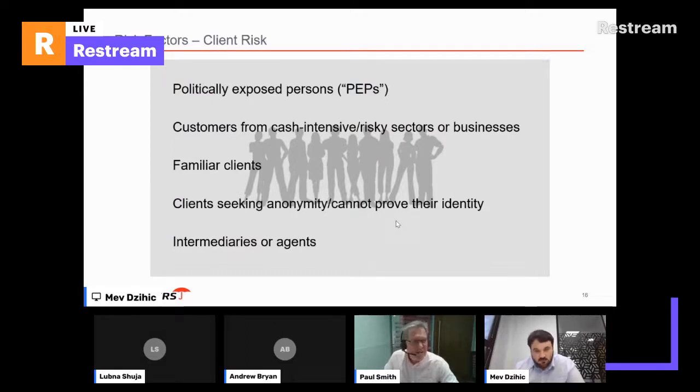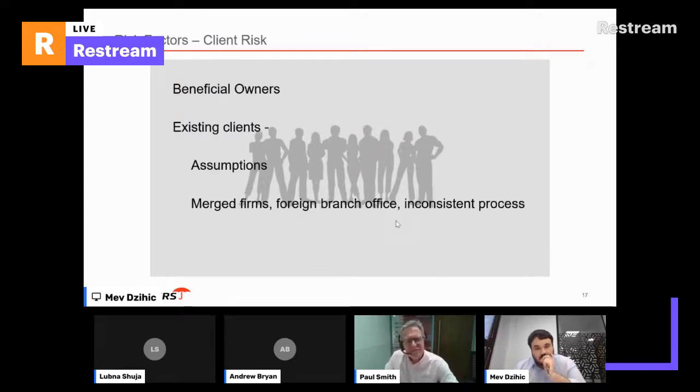And finally, intermediaries and agents. There may be perfectly good reasons for clients who seek to engage through an agent or an intermediary with a law firm, but it's going to make it more difficult to understand who your underlying customer or client is. And it also creates the risk that the third party or agent doesn't have the appropriate permission to act on behalf of the customer. Next slide, please.